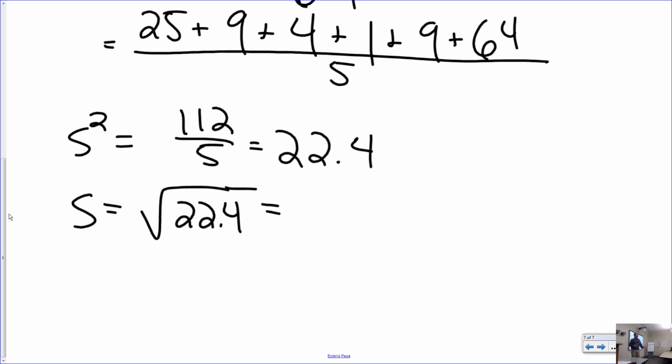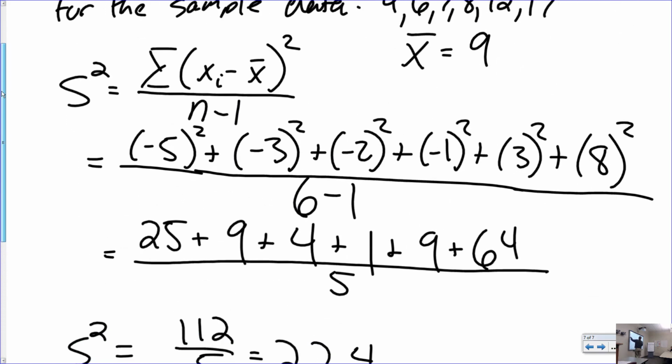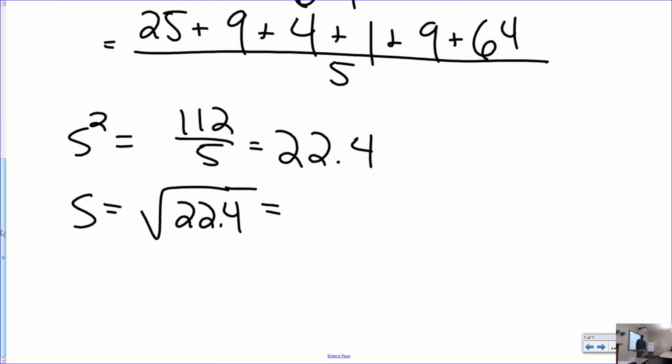General rule of thumb, folks, whenever you're calculating the standard deviation, go one more decimal point than whatever your mean was calculated to. So note, our mean was rounded to 9. What is my standard deviation? Take the square root of that, round it to one decimal place. 4.7.